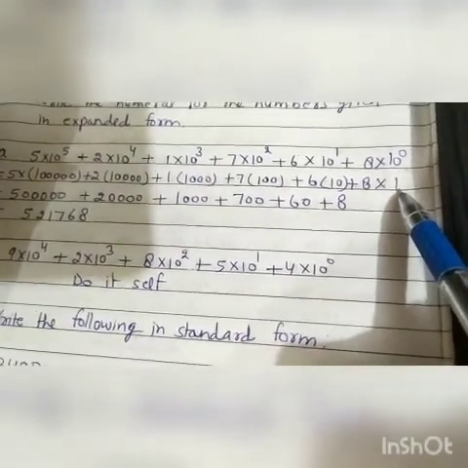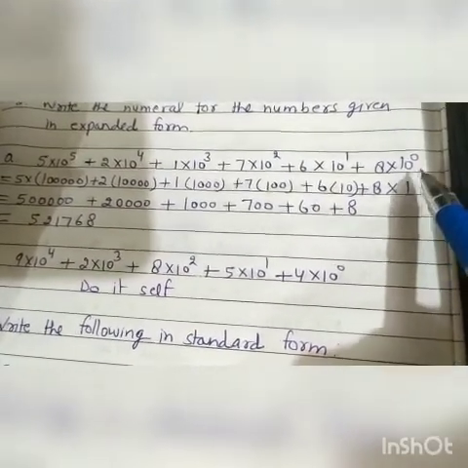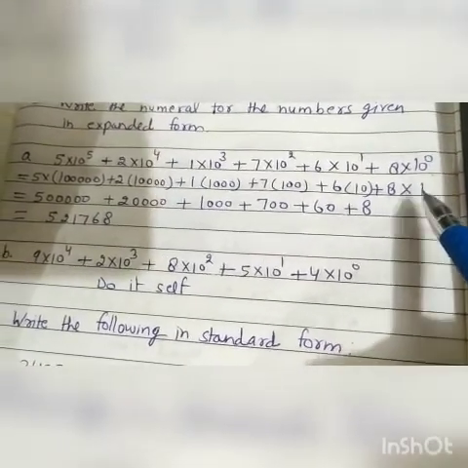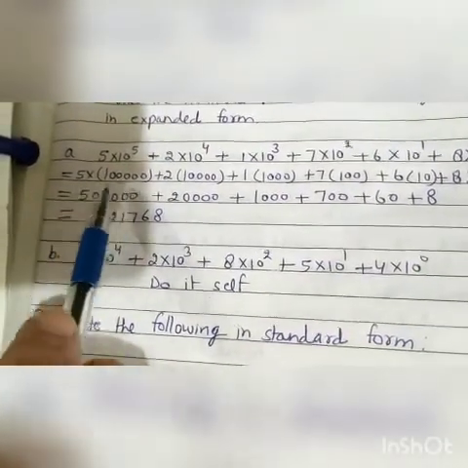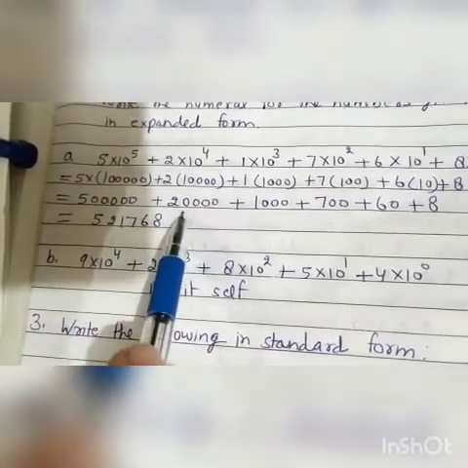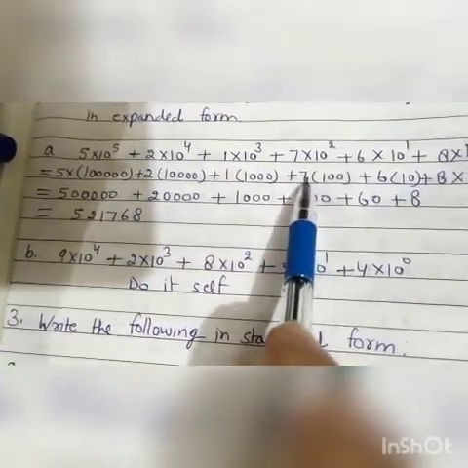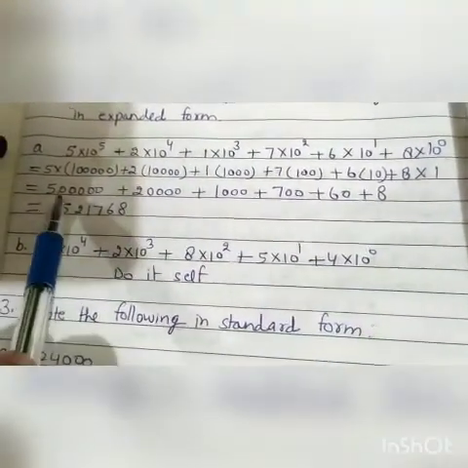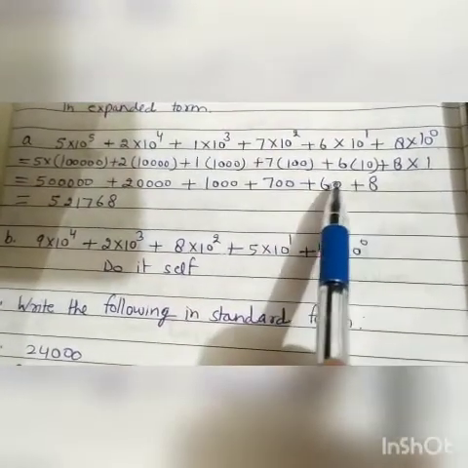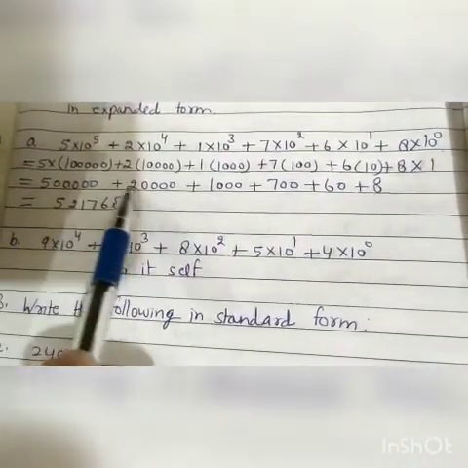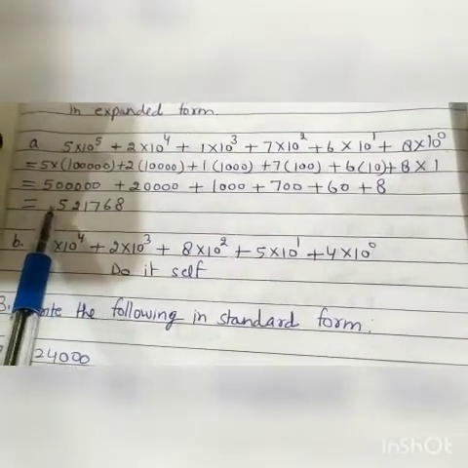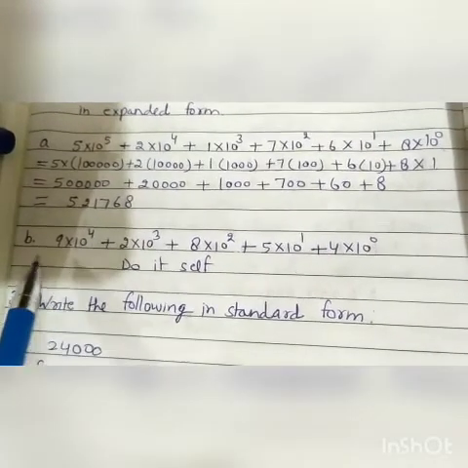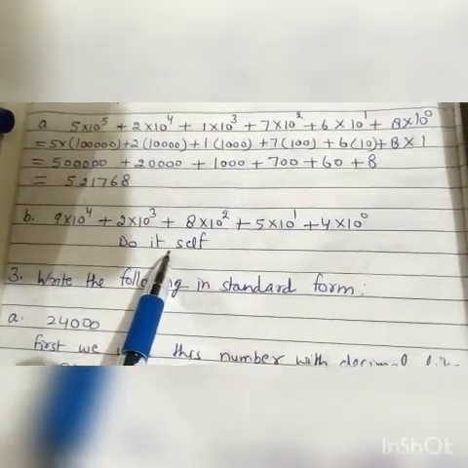As already you have studied in laws of exponent, if power is 0, whatever the base is doesn't matter, value will be 1. Now multiply it, it will be 5 lakh, then 20,000, then 1000, 7 into 100, 700, 6 into 10, 60, plus 8 into 1, 8. Now we will add all these 6 numbers, 1, 2, 3, 4, 5, 6. When we will add these 6 numbers, we will get 5,21,768. Now in the same way, B part you will do yourself.